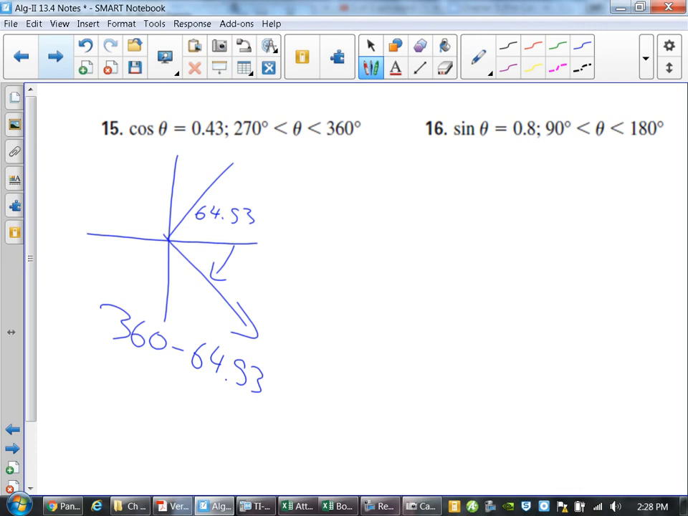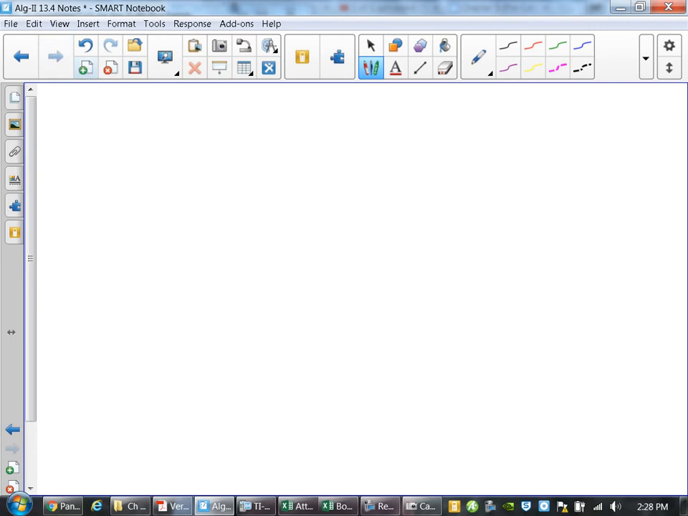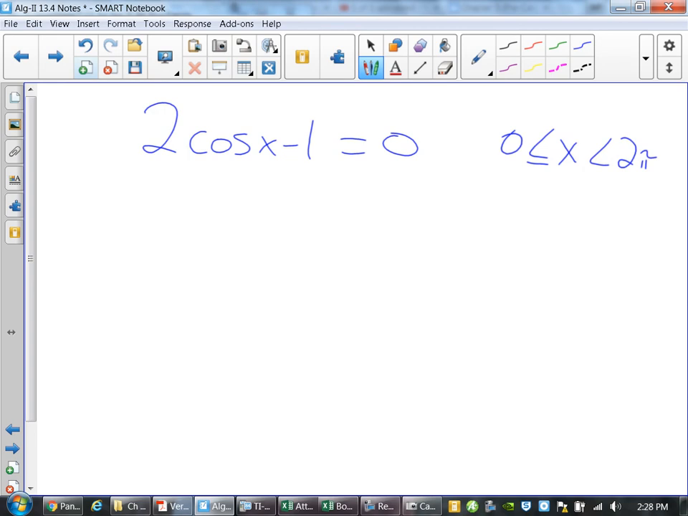So, where is this getting us to? It's getting us to this. You're going to solve for x. I'm going to find all possible values of x within one revolution of the circle. I'm going to find all possible values of x that make this a true statement.